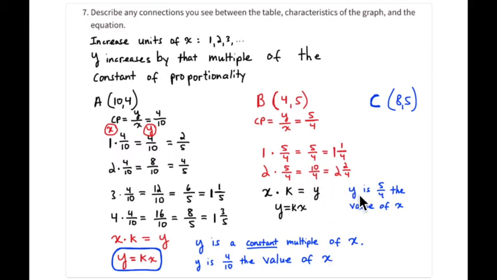For b, y is a constant multiple of x. Y is 5/4 the value of x. And for c, y is going to be 5/8 the value of x. So notice that the length along the y-axis is 5 units compared to 8 units along the x-axis. So y is 5/8 of that length along the x-axis.